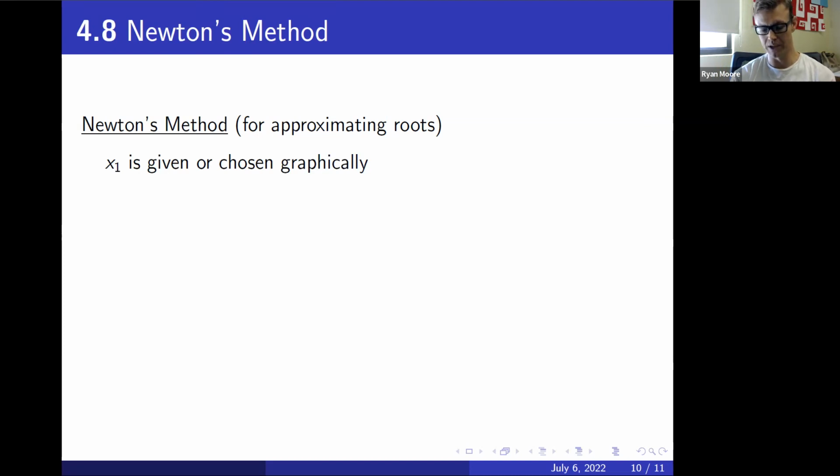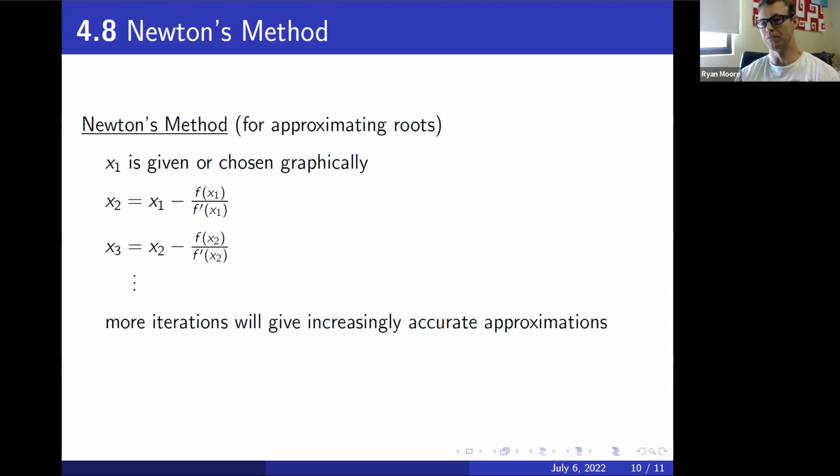Once we have x1, then to find x2, boom, it's x1 minus f of x1 over f prime x1. And we can go further to get x3 and so on. Once again, more iterations will give increasingly accurate approximations.